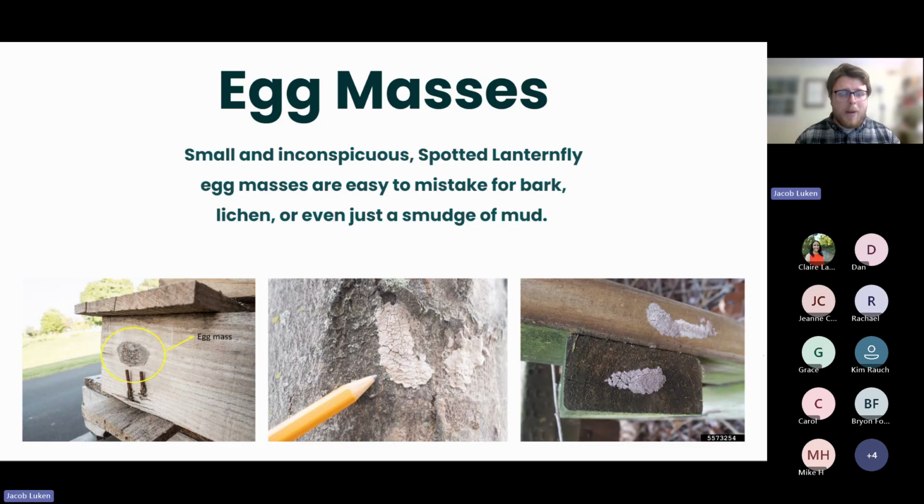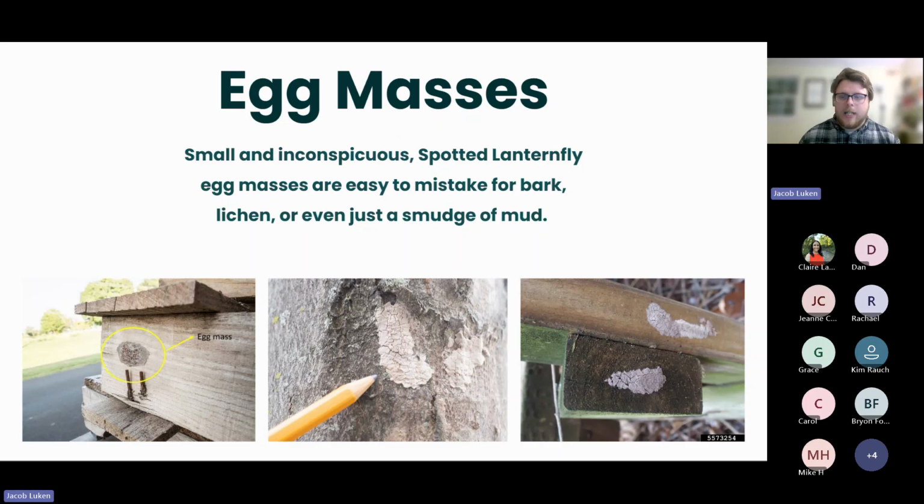And I don't know about you, but if I didn't know to look for this, and I walked past any of these examples, I probably wouldn't think too much about it. Maybe I'd scrape it off if I thought it was mud and didn't want it to be muddy. But if I was walking by this tree and I didn't know what I was looking for, there's not a chance in the world that I would think twice about it. So that's why it's important to know what we're looking for and to be able to identify that. And it does definitely take intentional looking for them.